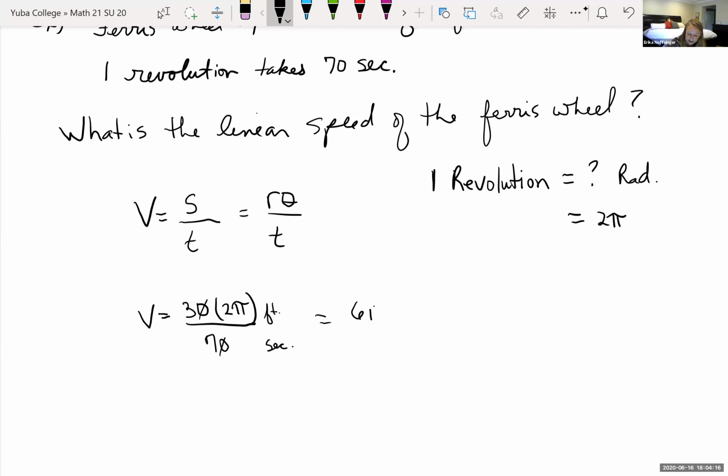But if we put that in the calculator, we get back that it's approximately 2.69 feet per second.